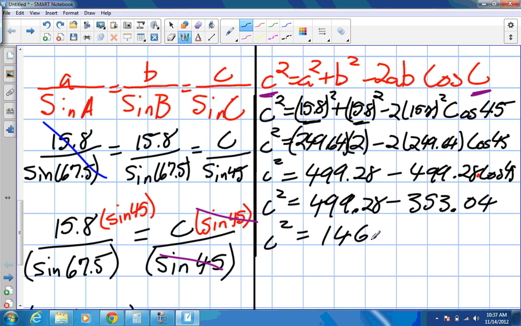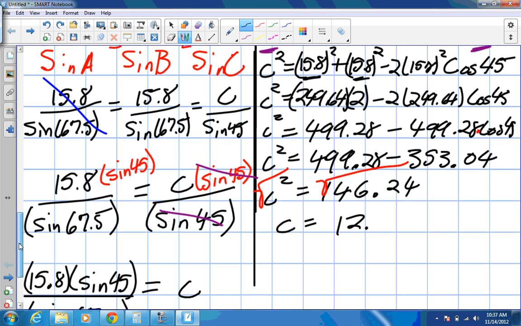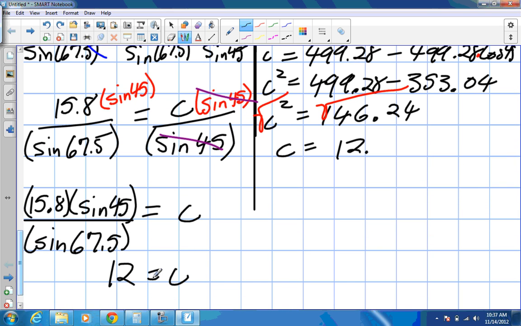So in order to get c by itself, what must I do to both sides? That's right. We must square root both sides. So we're going to get c is equal to what? Hold on. 12.09, which is approximately 12. So it looks like we've done both of these correctly, all right? I'm sure this one probably had a decimal to it. We just didn't go through it.